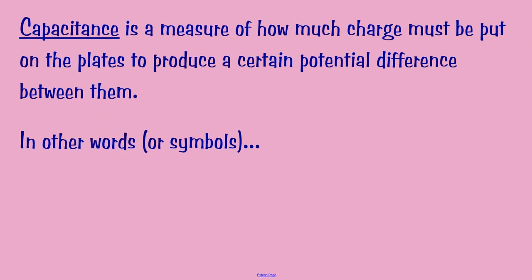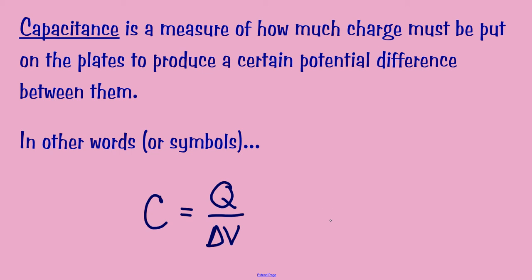And we're going to summarize that definition using an equation. So saying that capacitance, or the letter C, is how much charge must be put on the plates to produce a certain potential difference. The way that shows up in an equation is that capacitance is equal to the magnitude of charge on a plate divided by the potential difference between the two plates. When using this equation, we know that charge must be in coulombs and potential difference is in volts.